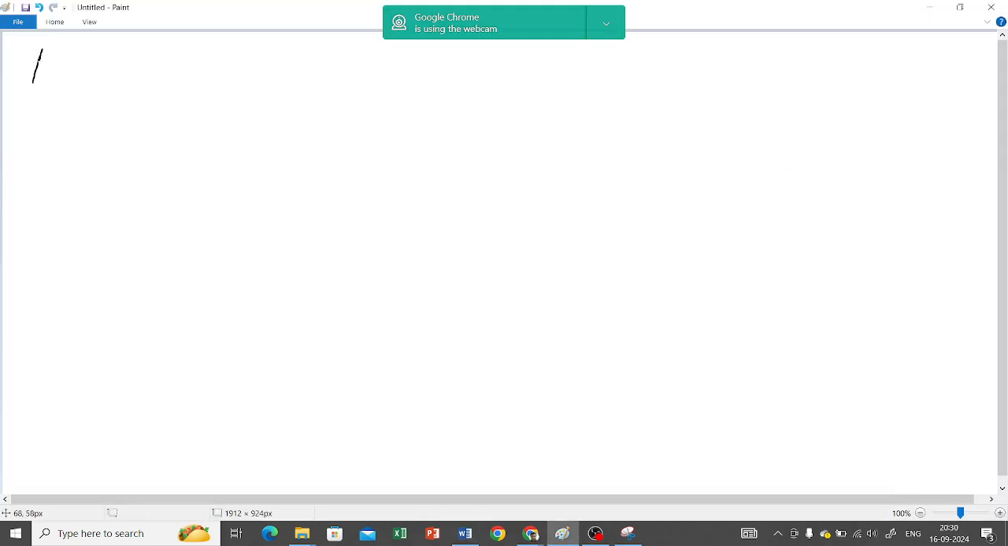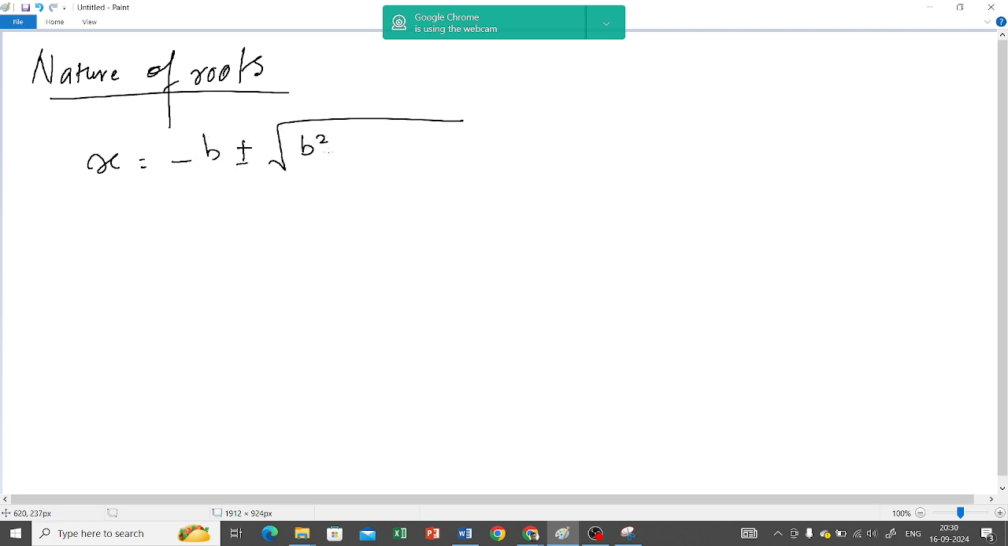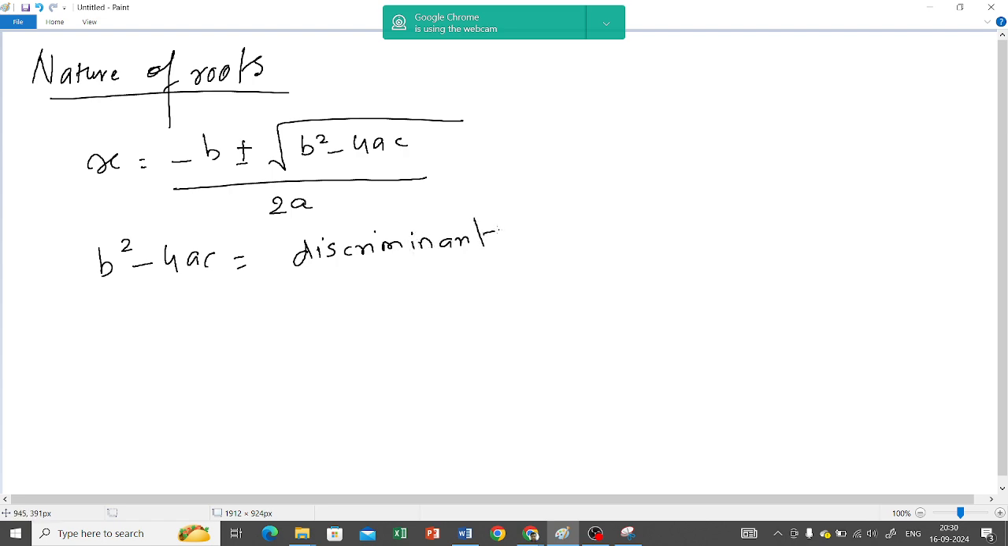Okay, now nature of roots. These are all class 11 things actually. Nature of roots. You see, we got x equals to minus b plus minus root over b square minus 4ac by 2a, right? Now b square minus 4ac, this is called the discriminant.